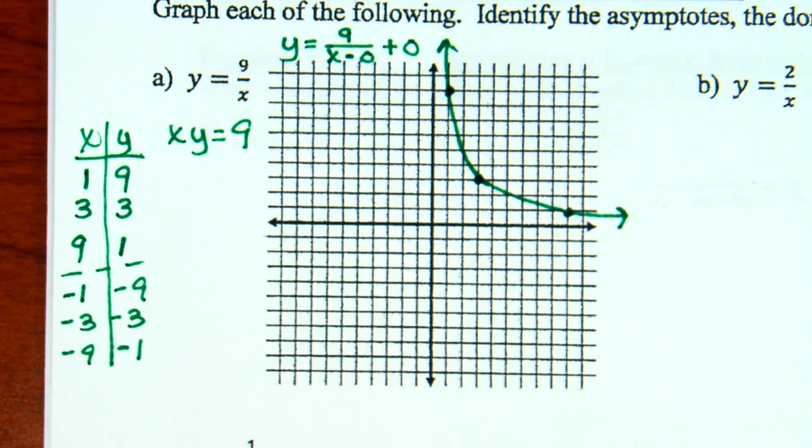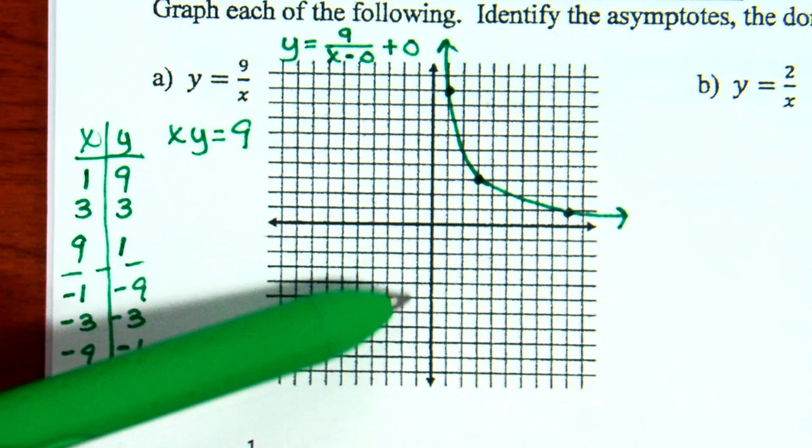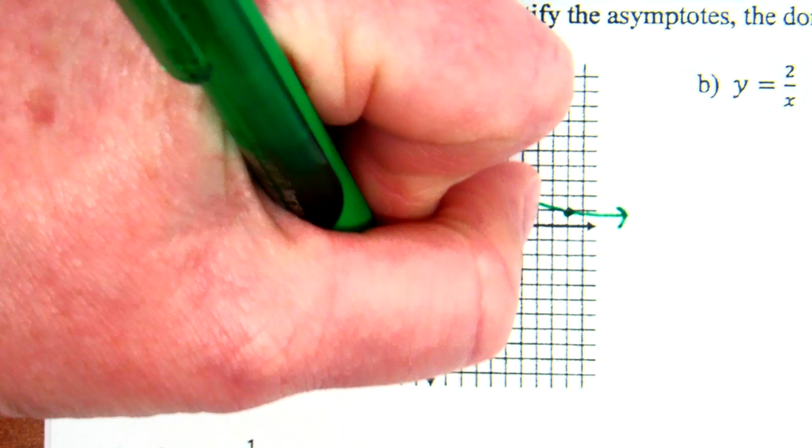Now, if this piece lies in the upper right quadrant, we also need to land the other piece down in the lower left, in the diagonal quadrant. So we're going to go left 1, down 9. Left 3, down 3. Left 9, down 1. And I have an equivalent graph, yes?